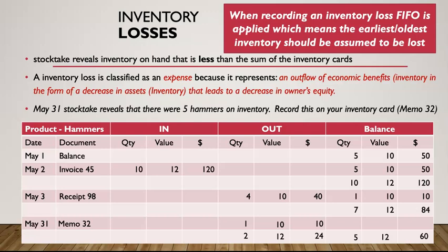A few things to remember. It goes in your out column. It is an expense. And we use FIFO, so oldest stock is assumed to be lost. And that tends to make sense as an assumption. Inventory being lost, the older stock has had more chance to be lost, stolen, those sorts of things.